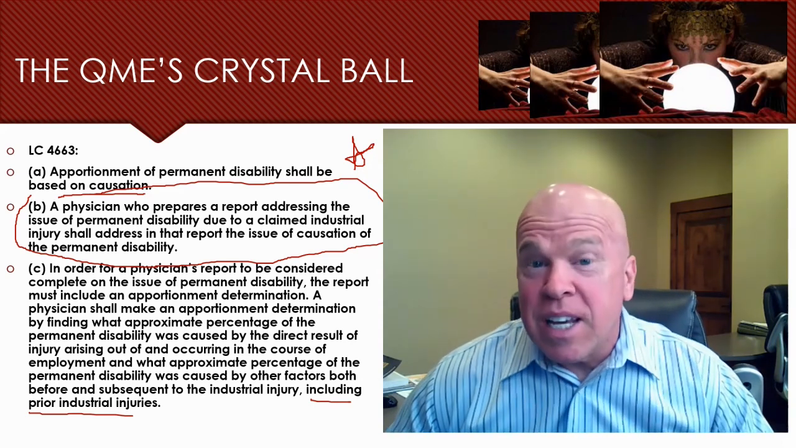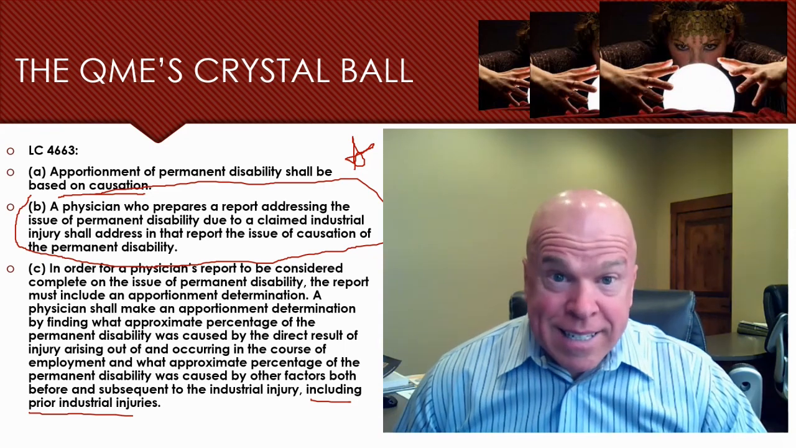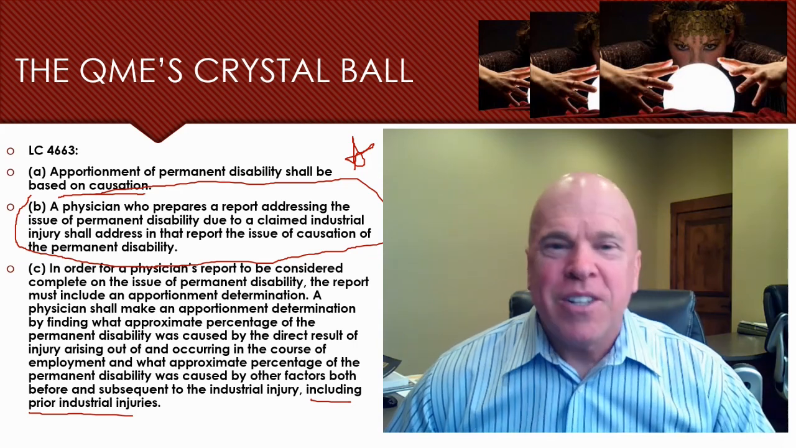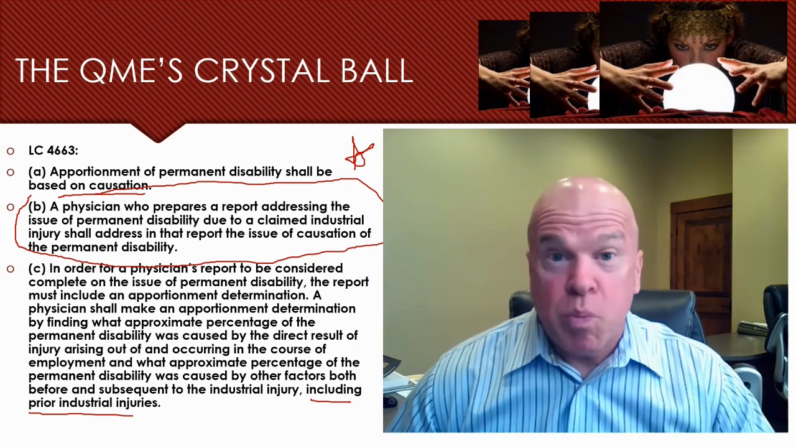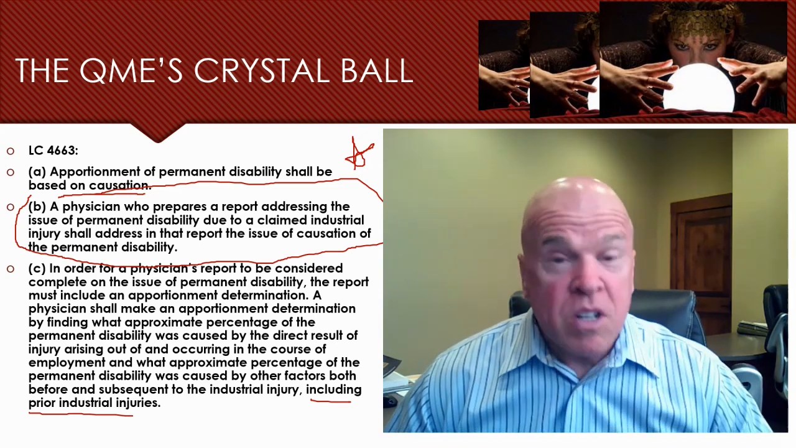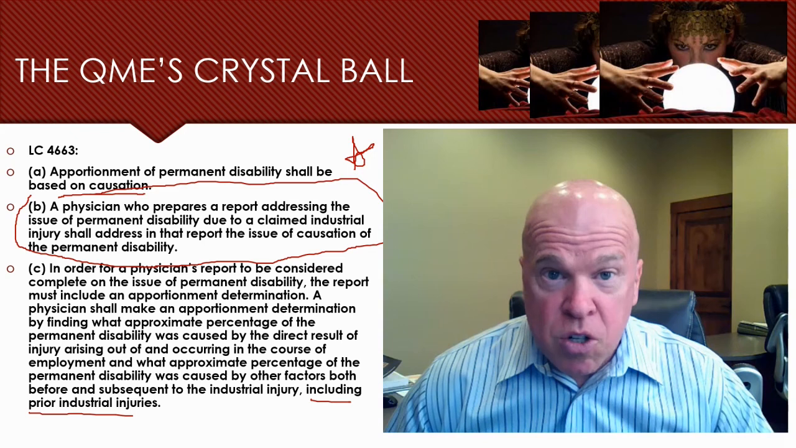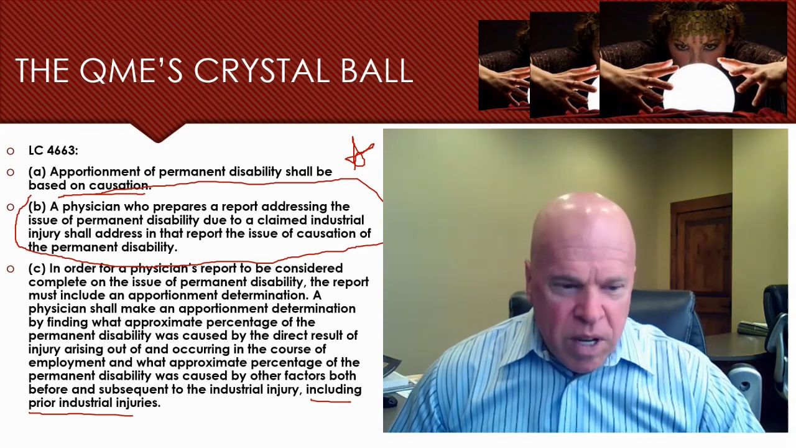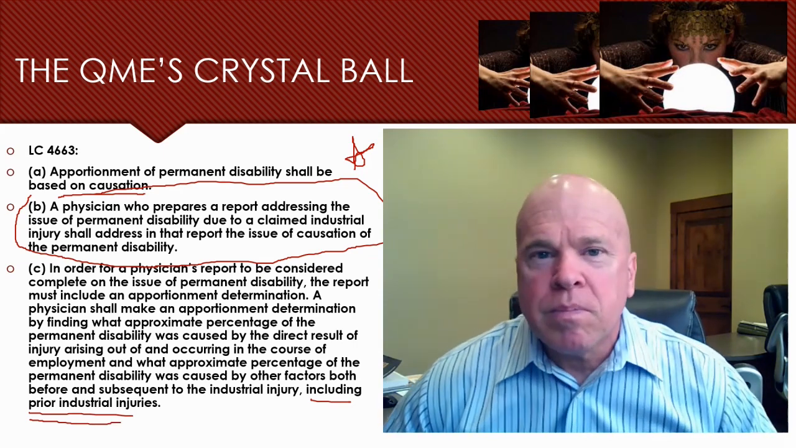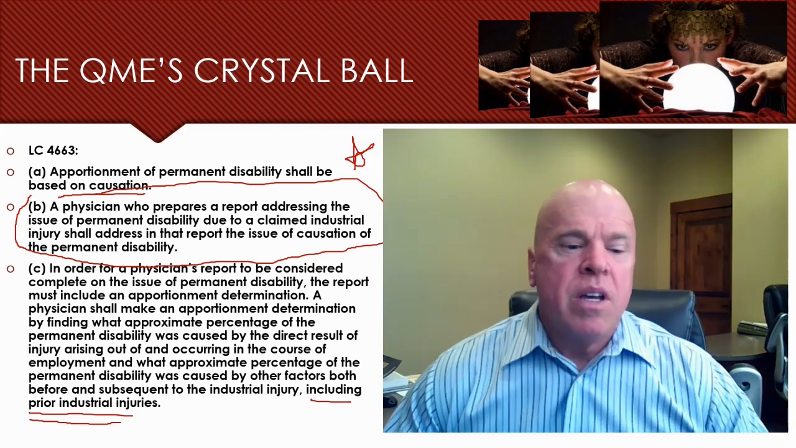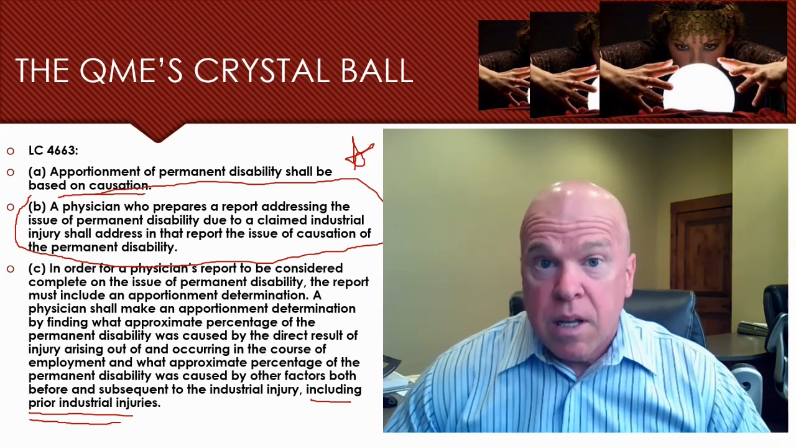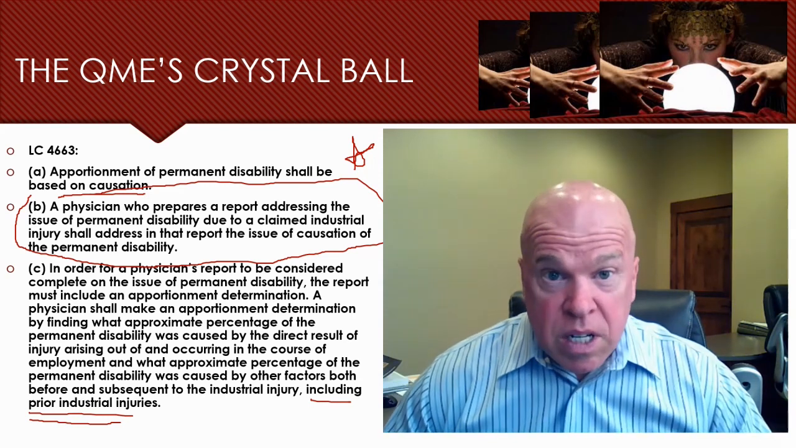Isn't that amazing? Isn't it amazing that it does not say including prior automobile injuries? It does not say including prior sports injuries. It does not say including prior slip and fall injuries. It does not say including prior birth trauma injuries. It's specific that we investigate the examinee's history of prior industrial injuries, and this section of Labor Code 4663 allows for apportionment to prior industrial injuries.